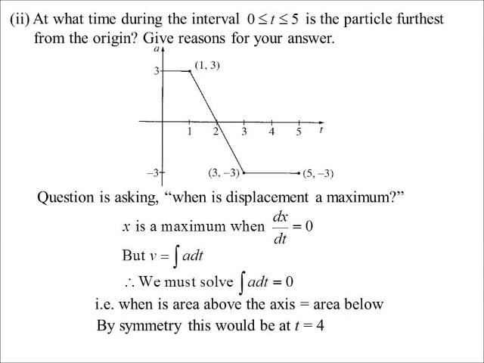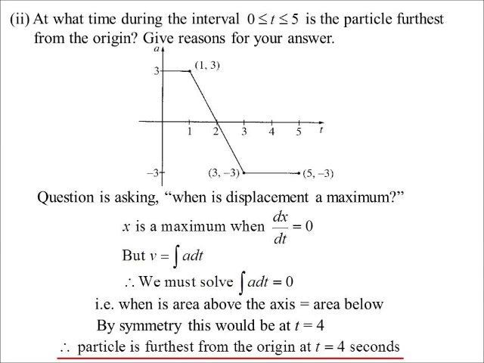So by symmetry, we'd end up at t equals 4, right? Because the triangle from 1 to 2 would equal the triangle from 2 to 3. And so logically, because it goes from 3 to minus 3, so it's lovely and symmetric, that rectangle would equal the same rectangle going from 3 to 4. So that's where the value of the integral would equal 0. Okay? So that's when it's furthest away from the origin.